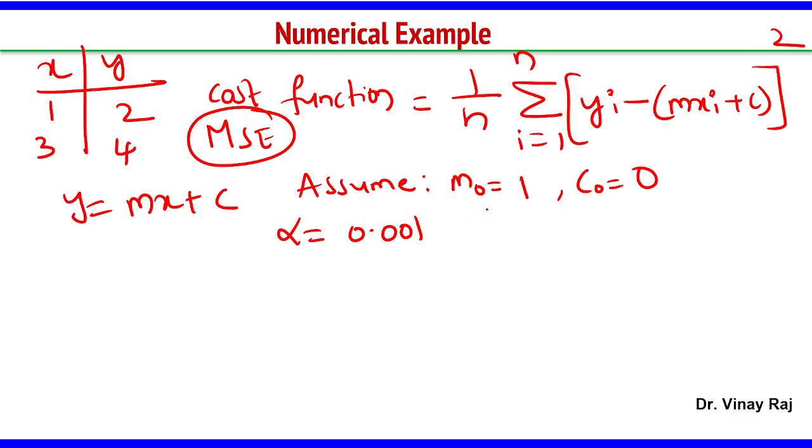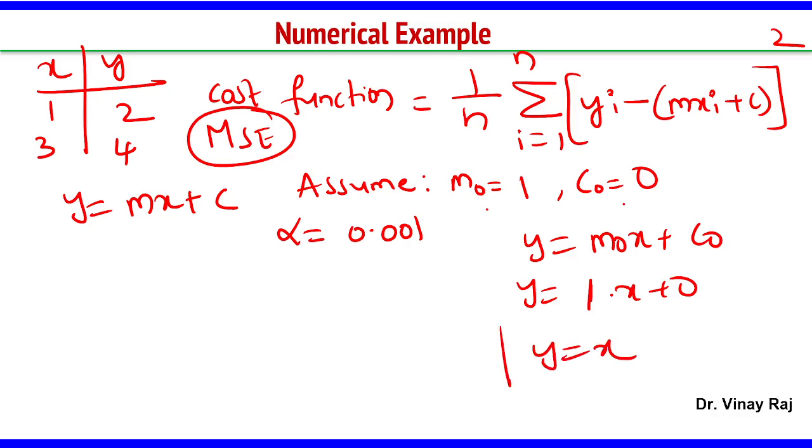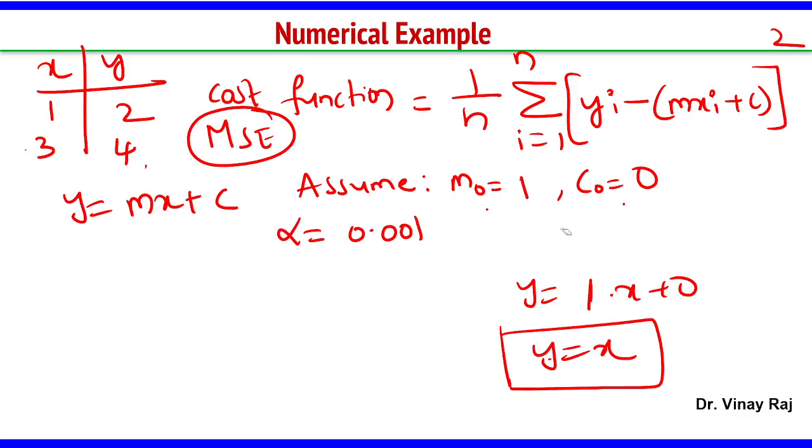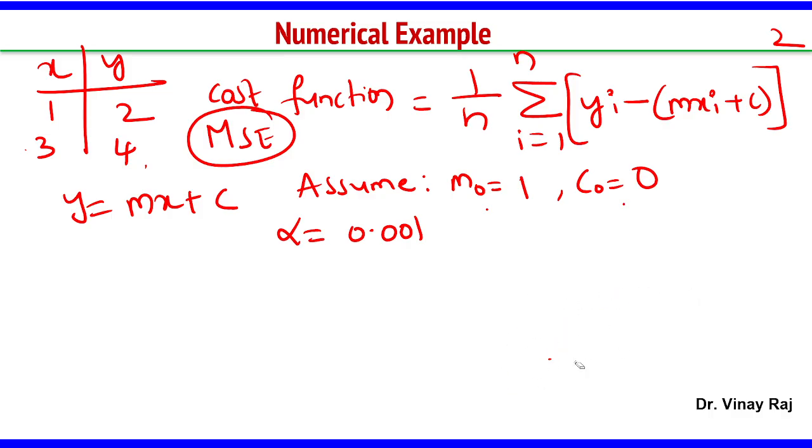Now when m naught equals 1 and c naught equals 0, what is the regression equation I am getting? y equals m naught x plus c naught, so the line equation becomes 1 into x plus 0. So, y equal to x is the model. Now, you go and do the prediction. Is it doing properly? No. When x is 3, y is 4. But this model is still giving us 3, because x equals y. If x is 3, y also will be 3. So we have assumed some values. Now we will try to apply gradient descent here.